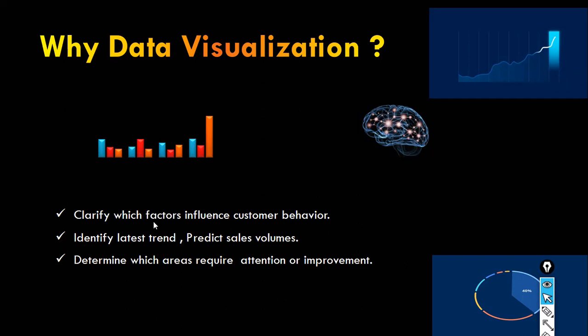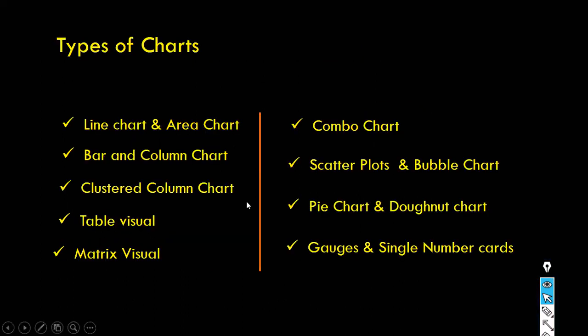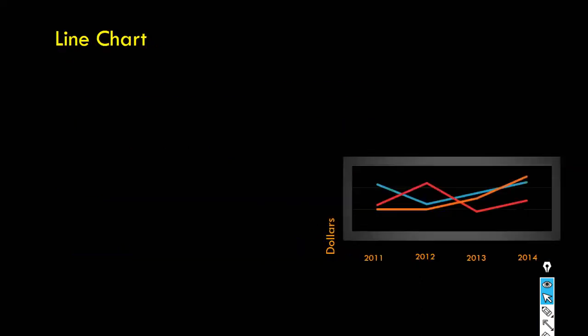You need to understand. So to understand the different factors, trends and patterns, obviously data visualization plays a crucial role. There are different types of charts available. One is the line chart and area chart, and we have so many different charts. What is a line chart? First, let us understand the line chart. A line chart uses straight lines to connect the dots.